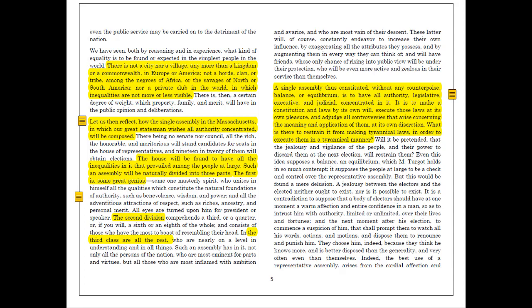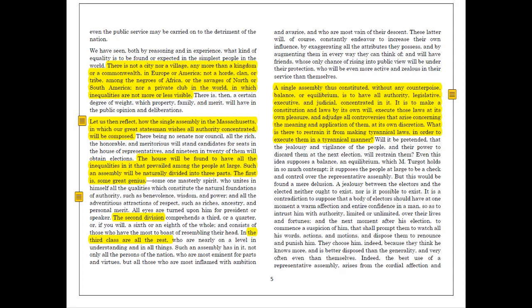Such an assembly will be naturally divided into 3 parts. The first is some great genius, right? The one. The next highlighted line. The second division comprehends a third or a quarter, or if you will, a sixth or an eighth of the whole, and consists of those who have the most to boast of, resembling their head, right? That is their brain, their reasoning, right? They have the most to boast of, resembling their head. And in the third class are all the rest.